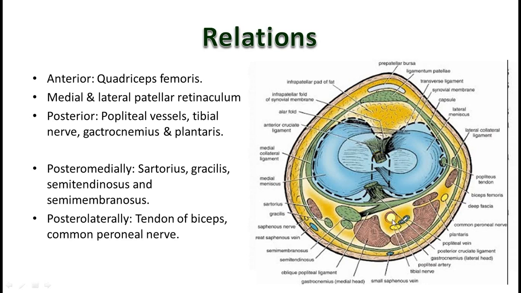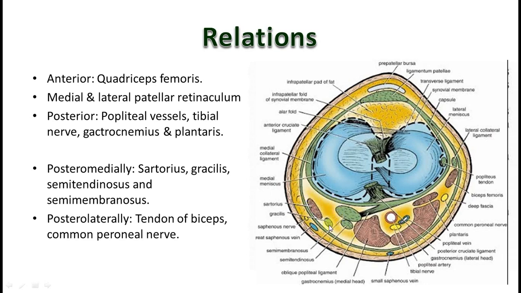And then posteriorly you are able to see the gastrocnemius muscle and the contents. You are able to see here the popliteal vessels, tibial nerve, all those things. This is your oblique popliteal ligament, which is an extension from the semimembranosus. This is the semitendinosus tendon. This is gracilis and sartorius.